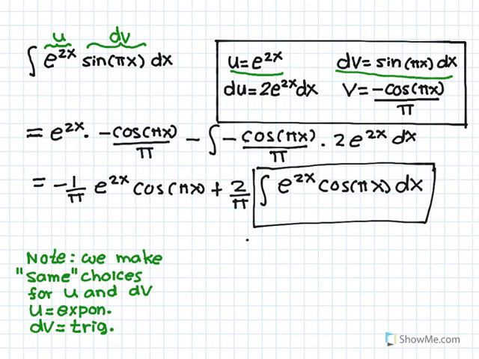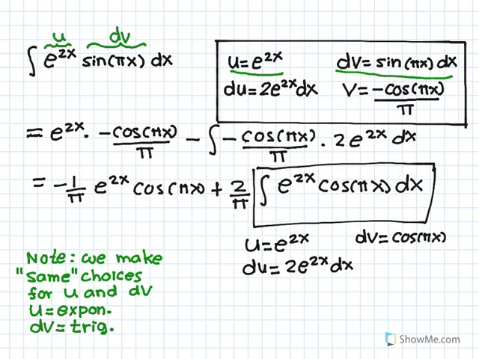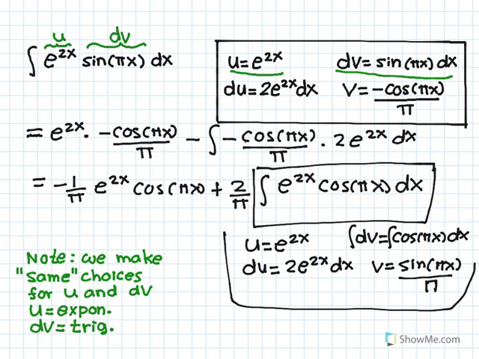So we'll let u be equal to the exponential function e to the 2x. Its derivative du is equal to 2 e to the 2x dx. And we'll let dv be equal to the trig function cosine pi x dx. And integrate both sides to get v. v is equal to sine of pi x divided by pi. Let's put this in a box.